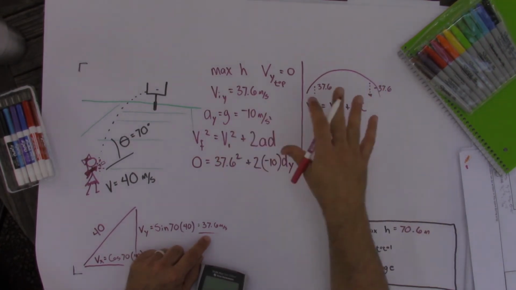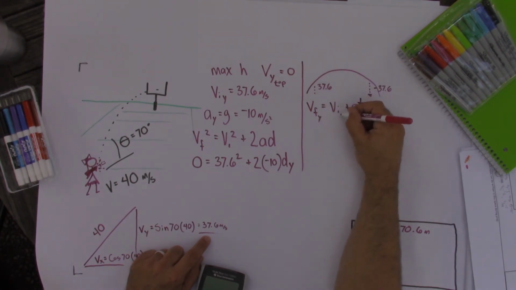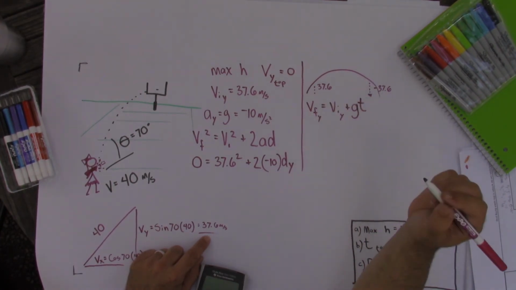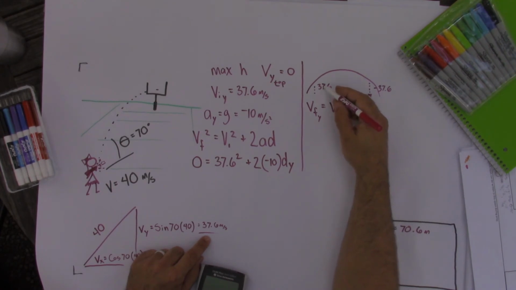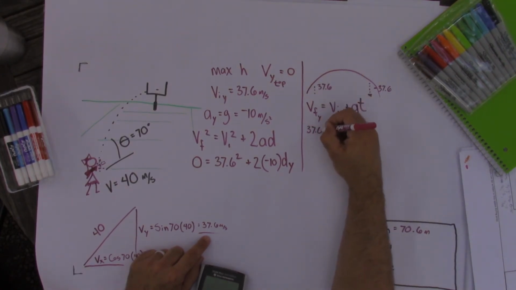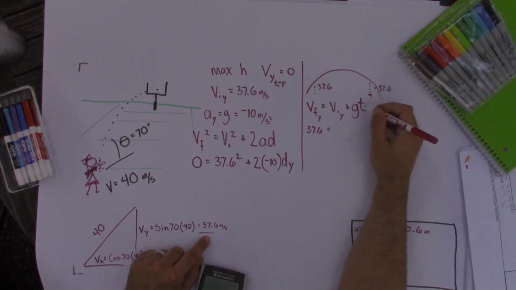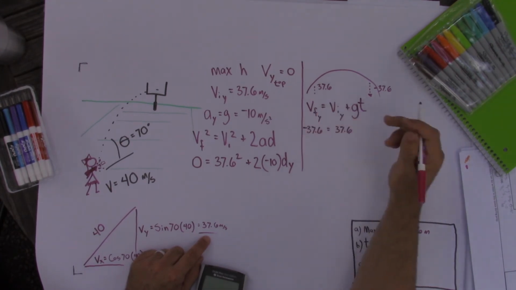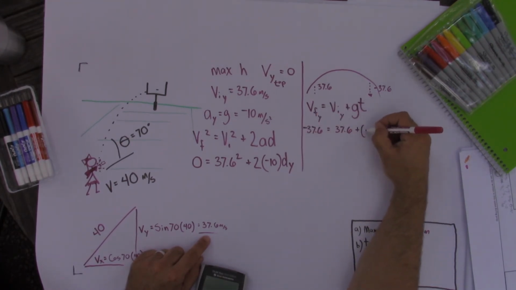Now remember, never mix up your x and y components. I got to plug in all my y velocities and my y acceleration right here. So I know the final velocity was -37.6. The initial velocity was 37.6. I'm missing a negative sign somewhere. Oh yeah, that one's supposed to be negative because it's in the down direction. Plus gravity, -10 times time.